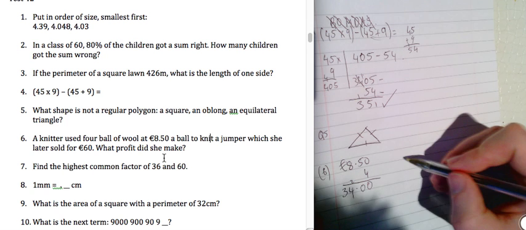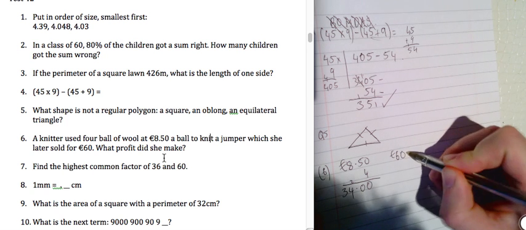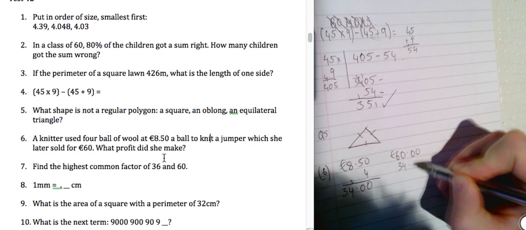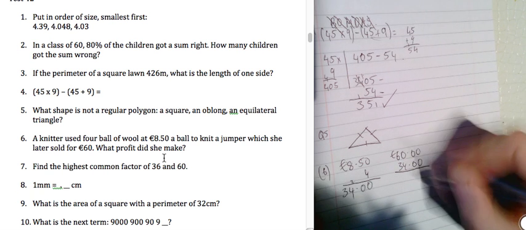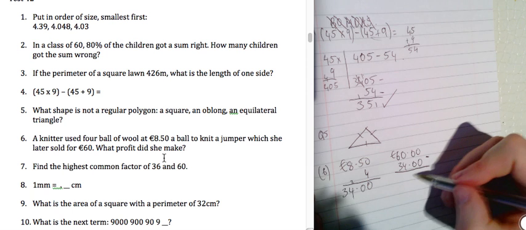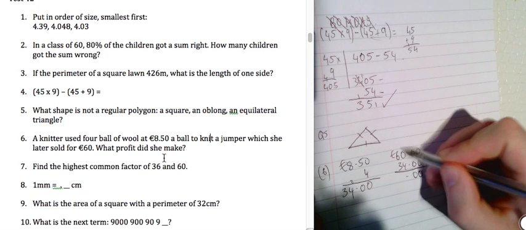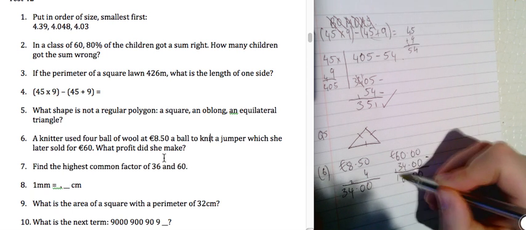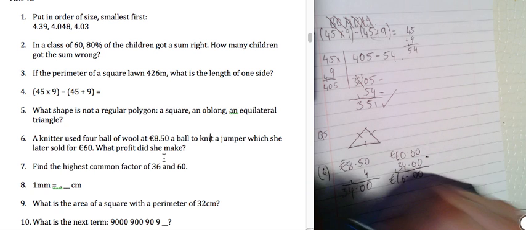What profit did she make? So she later went on to sell the jumper for €60. Her materials cost her €34. We take away to figure out what her profit is. She made a handsome profit of €16. Well done.